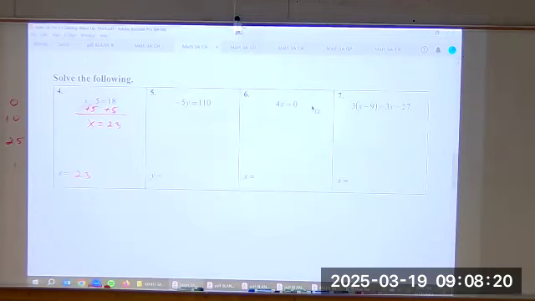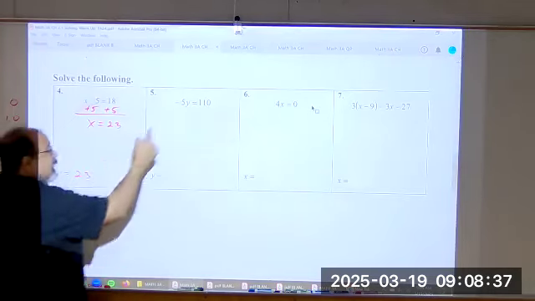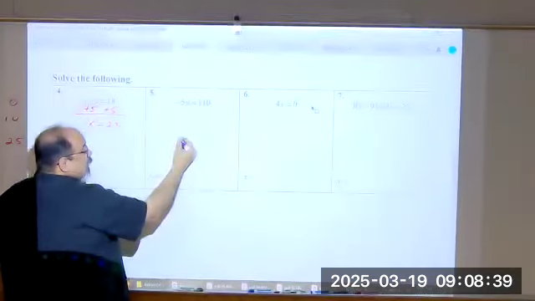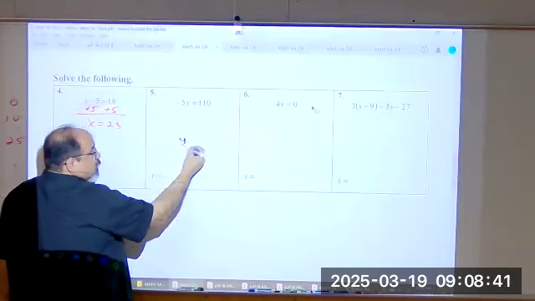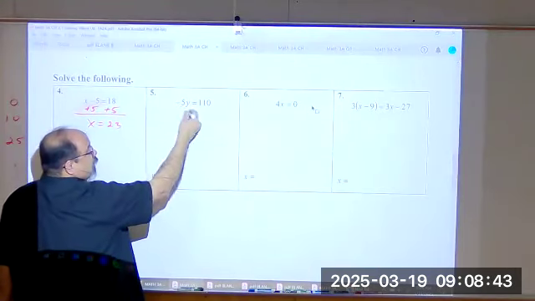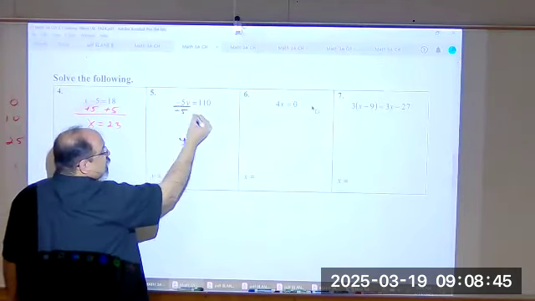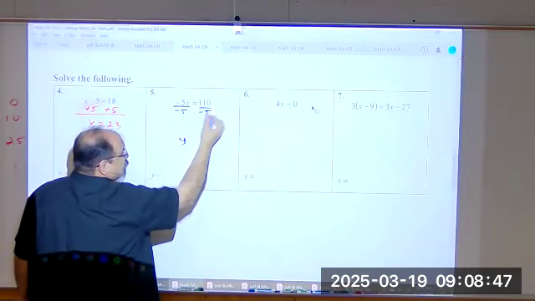Versus the next one, negative 5 times y equals 110. So that's a multiplication problem. So to undo negative 5 times y, what are we going to do? This time we have to divide. We divide by negative 5, because again, we want positive y. So to undo negative 5 times y, we divide by negative 5 on both sides.